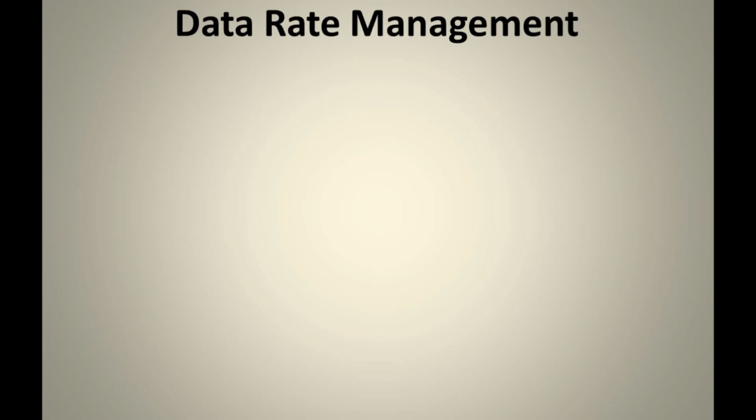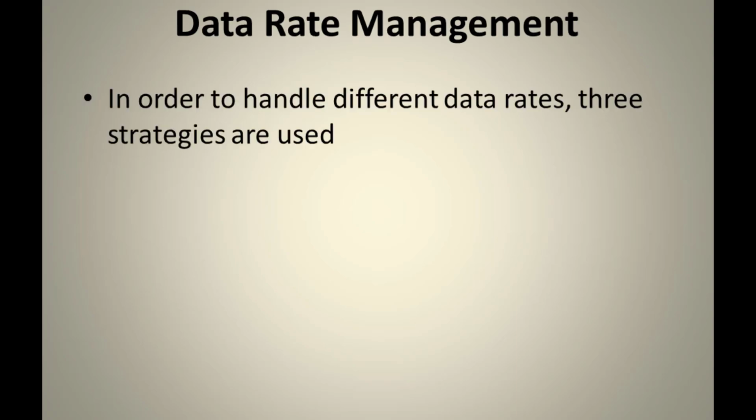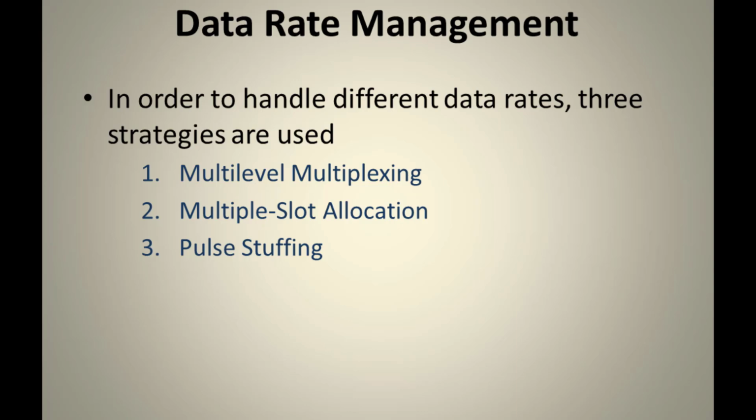Then next is data rate management. So what is data rate management? In many situations, we may not get the same data rate from each and every channel. So if there is any disparity, how do we manage it? In order to handle different data rates, we use 3 strategies. The first is multi-level multiplexing, the second is multiple slot allocation, and the third is pulse stuffing.